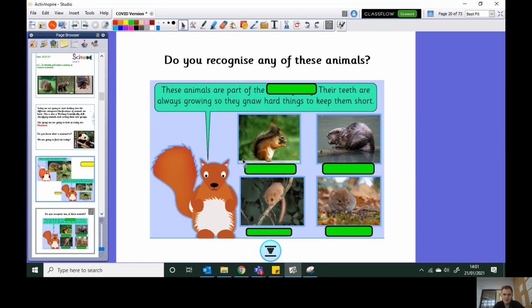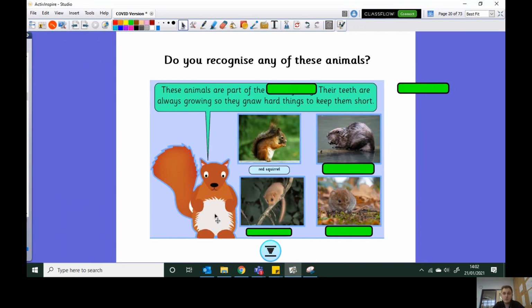So let's look at these animals now. Okay, we've got, what's this here? Absolutely, you might see them scurrying around in your garden or when you're going for walks. The red squirrel. Okay, obviously there are other colours as well. And what's this? Okay, look closely. What do you think it could be?